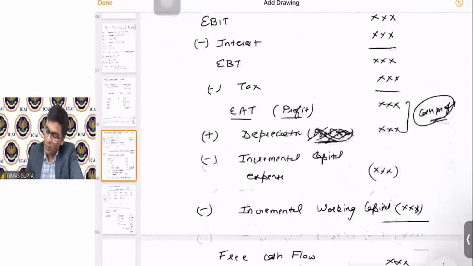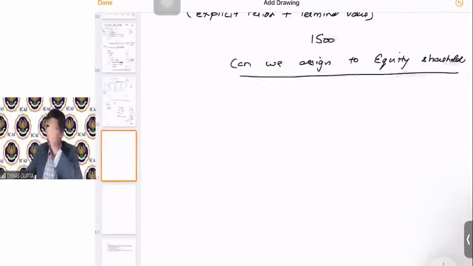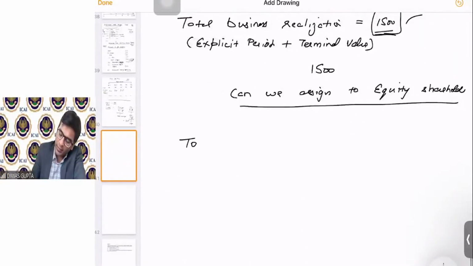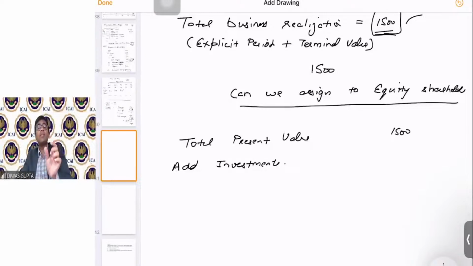So what we need to do first of all, from this 1500 rupees, let's say that total present value is 1500. In this, I will add investments, right? Because today the investments amount is outside the business. So if I really want to value this company and this company has invested amounts outside the business, I have to add those investments here. Let's say that is 100 rupees.